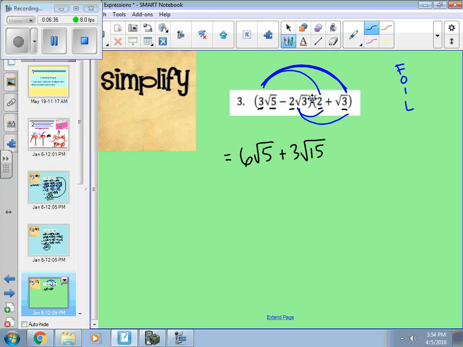We want to multiply these two numbers outside the square root, minus 4 square roots of 3. And then when we multiply these last ones, we're multiplying the two numbers inside the square root. So we get negative 2 square roots of 3 times 3 is 9.